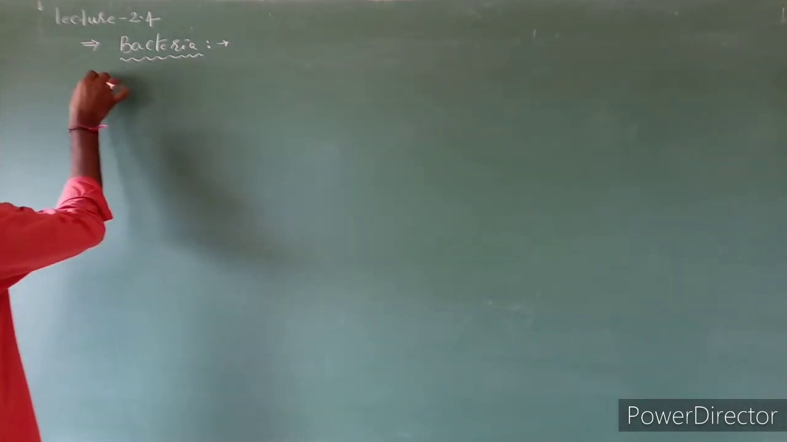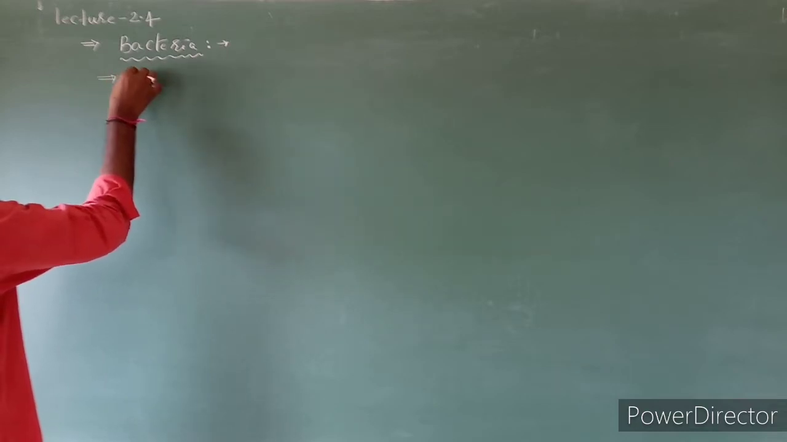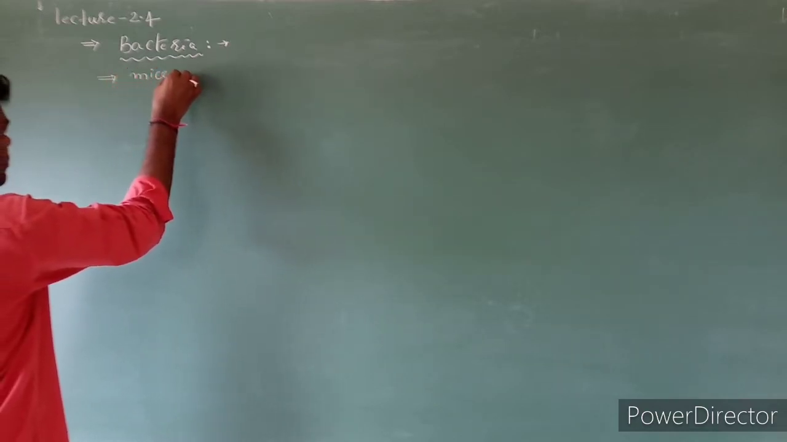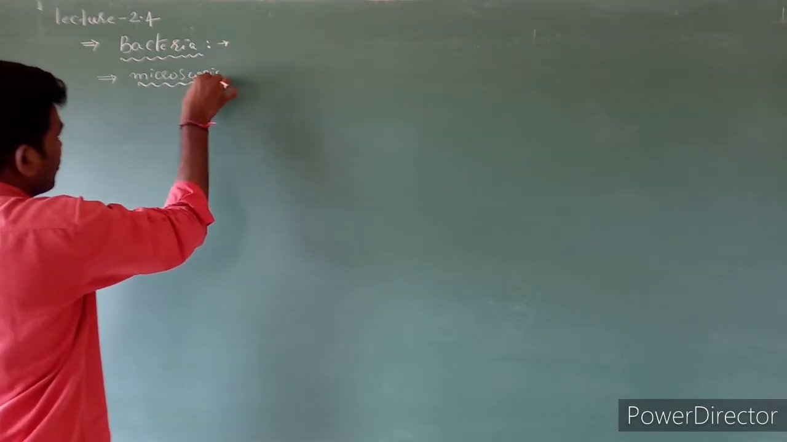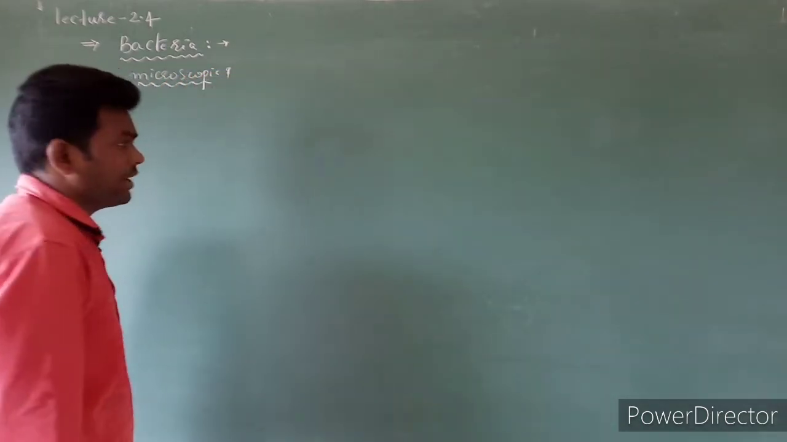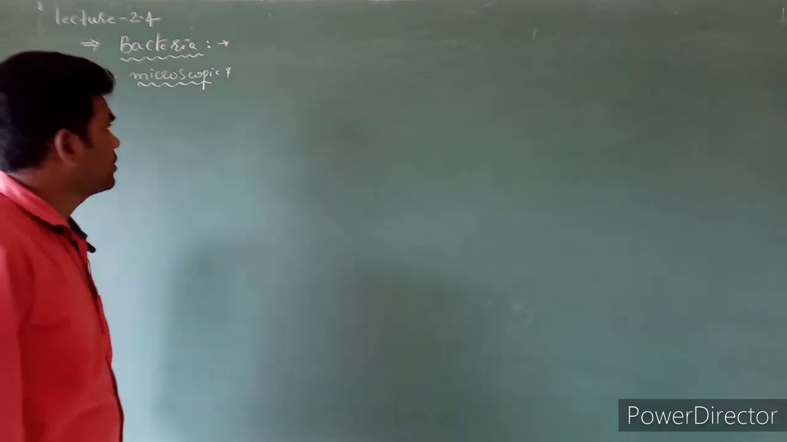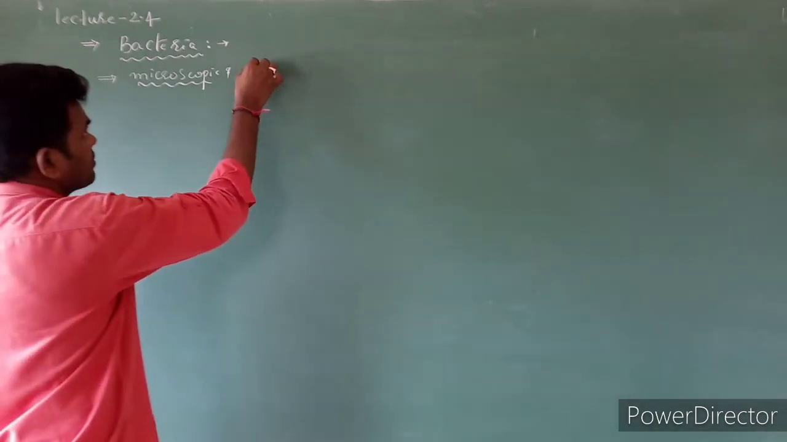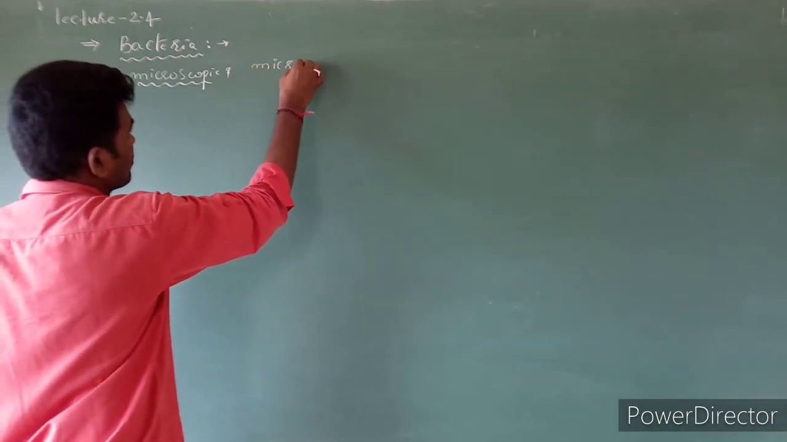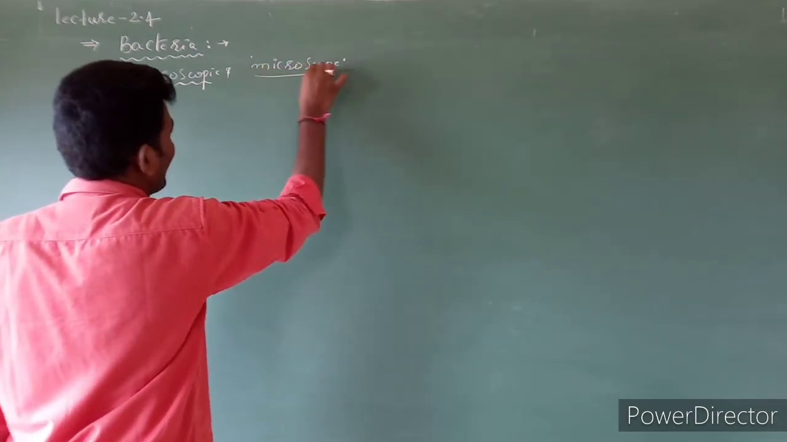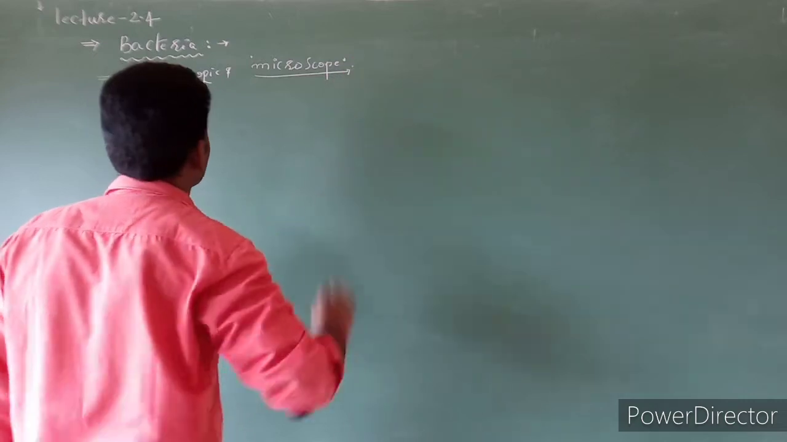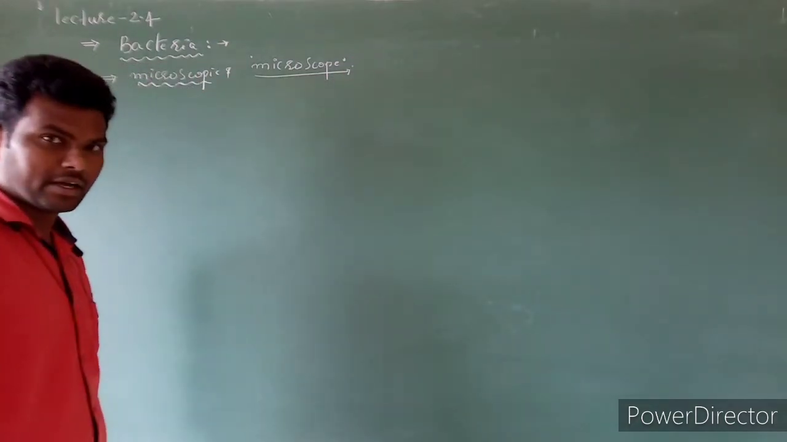Here we know that bacteria are microscopic in nature. They are very small. We can't observe them with the normal eye. We have to use a microscope, a compound microscope or an electron microscope, for the study of bacteria.